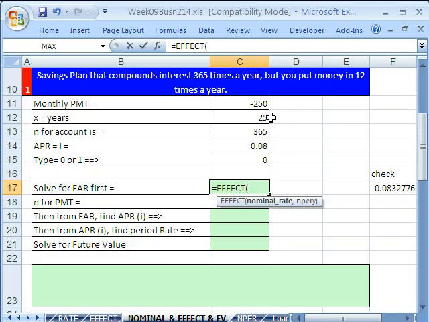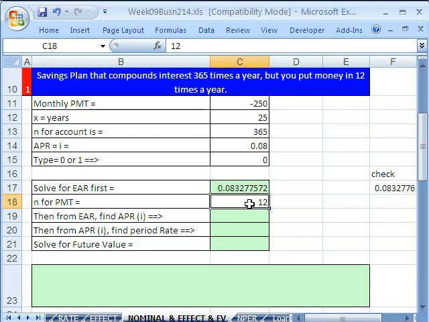We want to click our nominal rate. It's going to be 8% or 0.08 as a decimal, comma, the NPER. Oh, that's our 365. So we're going to go from the 8% now at APR and figure out what the effective rate is. Oh, and isn't that convenient? Because that is now the rate with one compounding period per year.